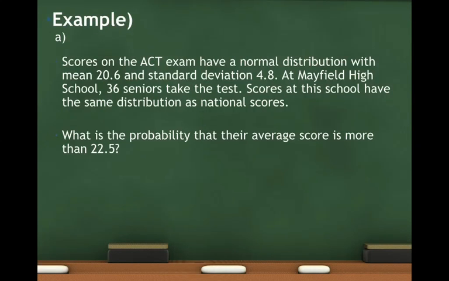And so let's take a couple of examples. Let's say we have scores on the ACT exam. They have a normal distribution with a mean of 20.6 and a standard deviation of 4.8. Let's say at Mayfield High School, 36 seniors take the test. And so we want to know what is the probability that their average score is going to be more than 22.5.